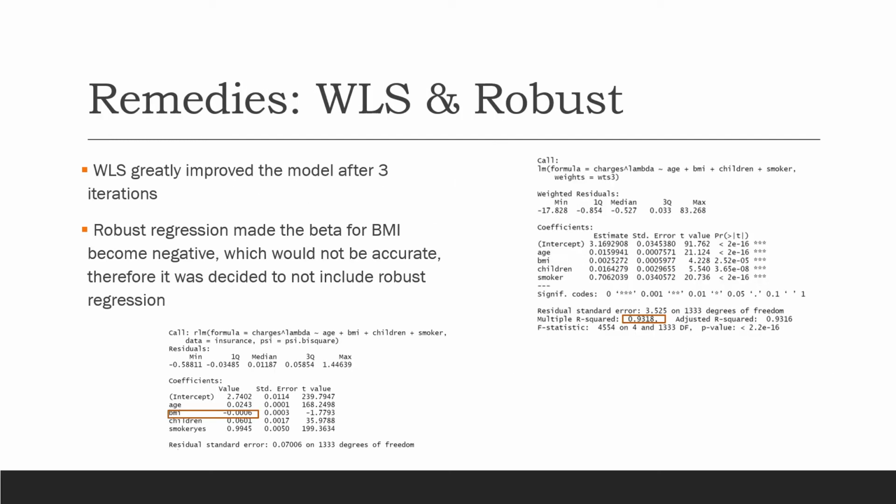Next, the remedies were performed on the model, including WLS and robust regression. WLS greatly improved the model after 3 iterations, with a new R-squared value of 0.9318. However, when robust regression was performed, it made the beta for BMI become negative. This was concerning because BMI showed a positive correlation with the insurance charges, and I was concerned about the accuracy of the model. Therefore, I decided to not include robust regression and to only include WLS in the remedy.